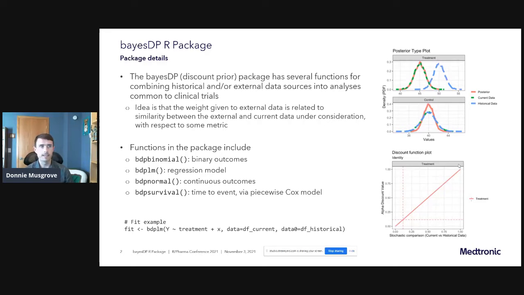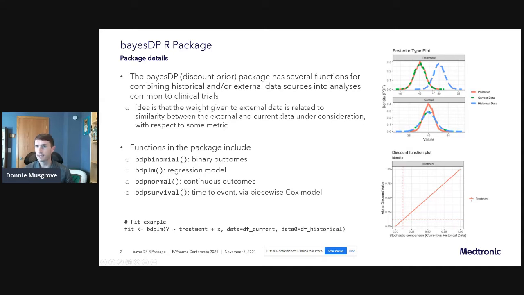And so the idea is that the weight given to external data is related to the similarity between the external and current data under consideration. So for example, top right, you can see this is a treatment group. We have some data we've collected as part of a trial, and it follows this kind of normal distribution. That's the green dashed line. Sorry, I hope this is colorblind friendly. And so it's got a mean of 45 here.